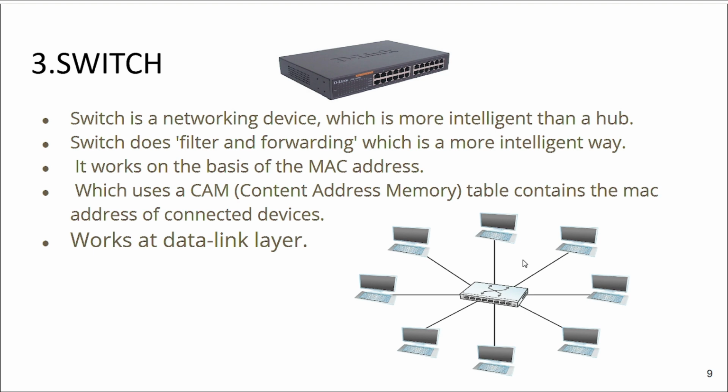So this is a networking device which does filtering and forwarding, and this is more intelligent than hub, and it works on the principle of MAC address and CAM table. That means the CAM table contains MAC addresses and port numbers. And one thing you need to remember is that it works at data link layer.